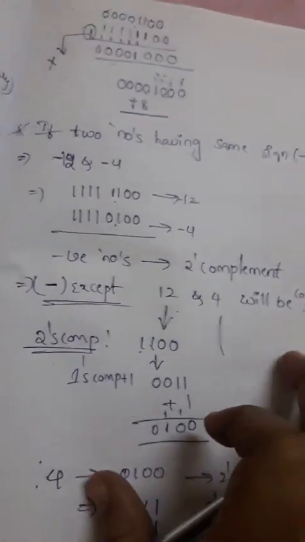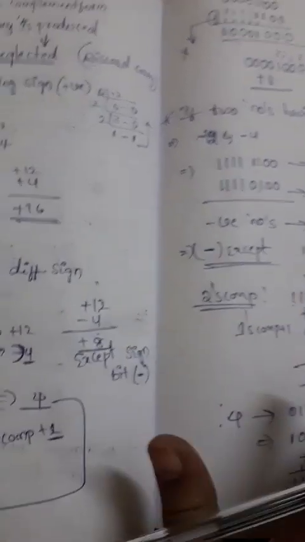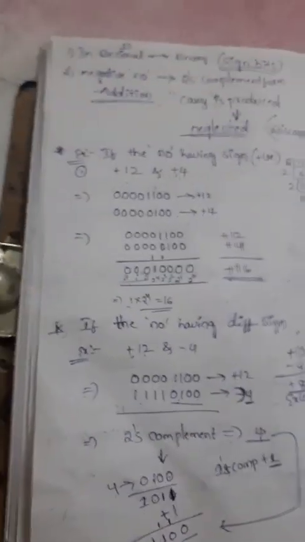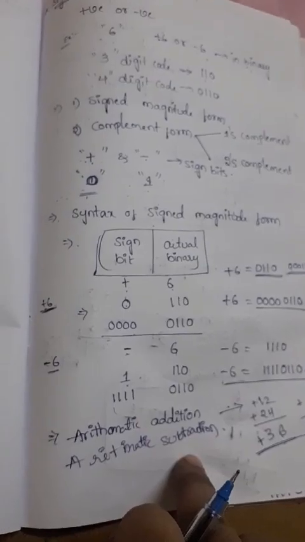Okay. So this is the final procedure for finding the sum when two numbers have the same sign, that is negative. Like this process we need to find the arithmetic addition. Now we'll do the arithmetic subtraction. The first one, arithmetic addition in signed magnitude form, is completed, and another method we have is arithmetic subtraction. Now we'll do that.